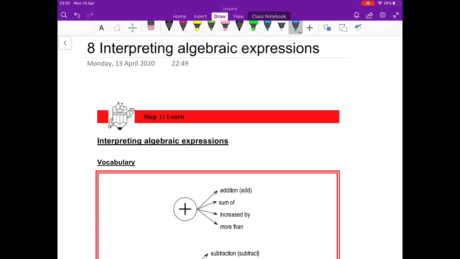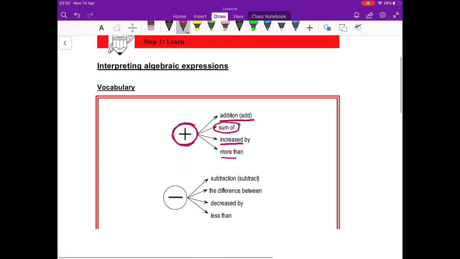Welcome back, grade 8s. Today we're going to look at interpreting algebraic expressions, and there are certain things in algebra that you have to learn. One of them is the vocabulary. So if we have a look at words that would mean add: addition or add, sum of, that one's quite important, increased by, or more than. Those are the key words to tell you when to add an algebraic expression.